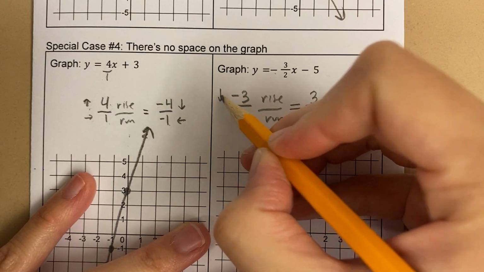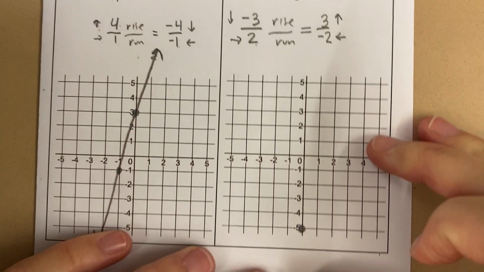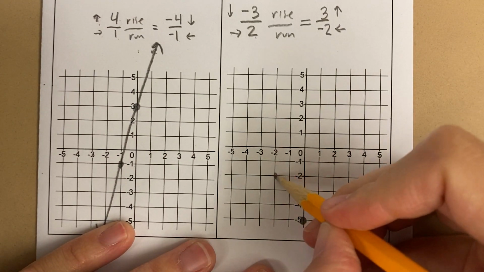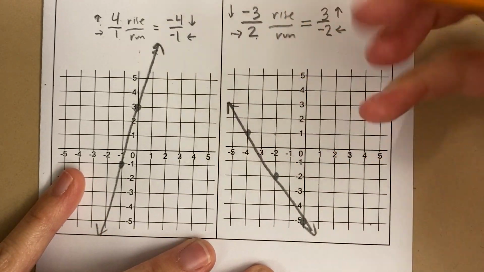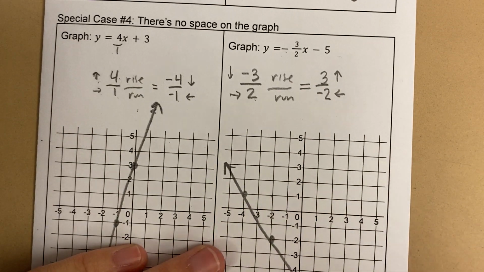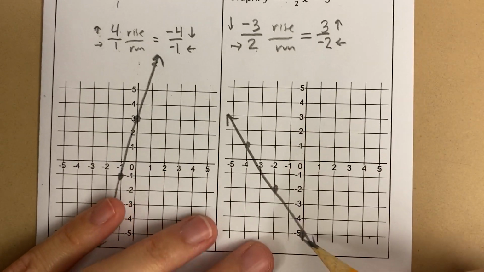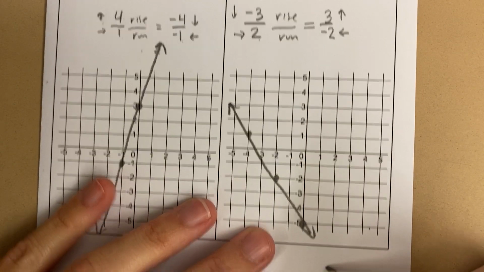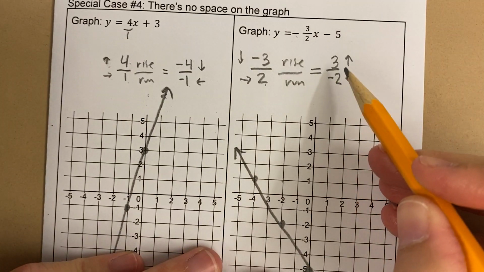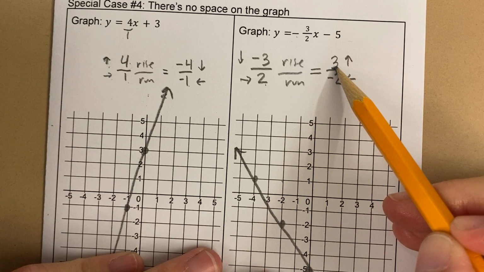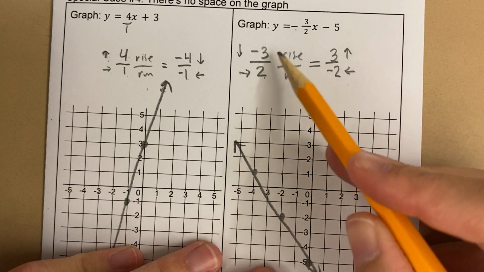So instead of going down 3 and right 2, now I'm going to go up 3 and left 2. And I have space on my graph to do that. Up 3, left 2. Look, I can even do it again. Up 3, left 2. Okay? So sometimes you have to just reverse direction in order to be able to fit on the graph. And the thing to notice is that if I'm going down 3, right 2, I can't just forget that and go up 3, right 2. That would give me the wrong line, right? You have to reverse both directions. If instead of going down, you're going up, then instead of going right, you have to go left, right? You have to reverse both directions, both the rise and the run.